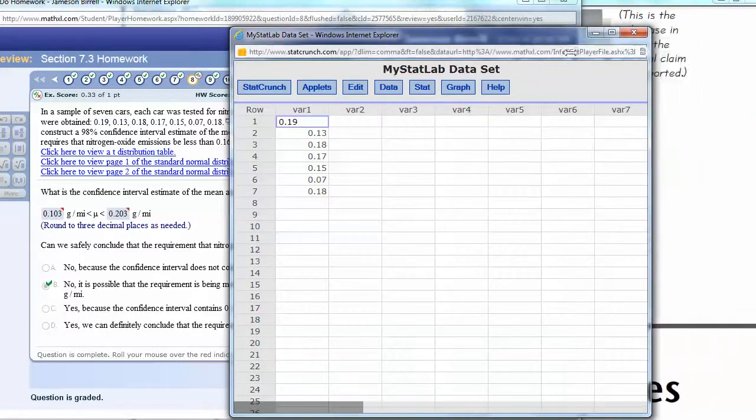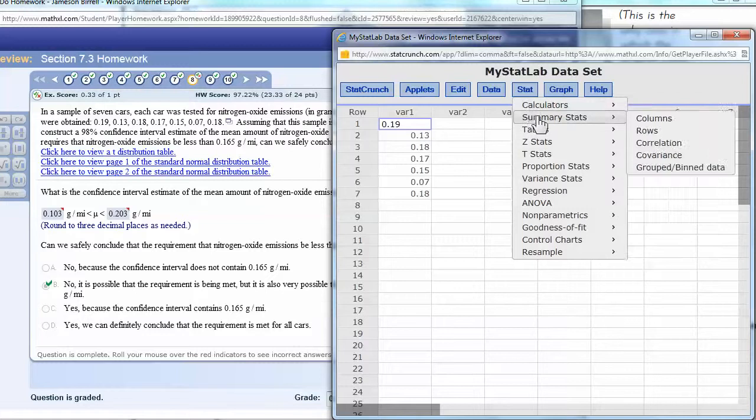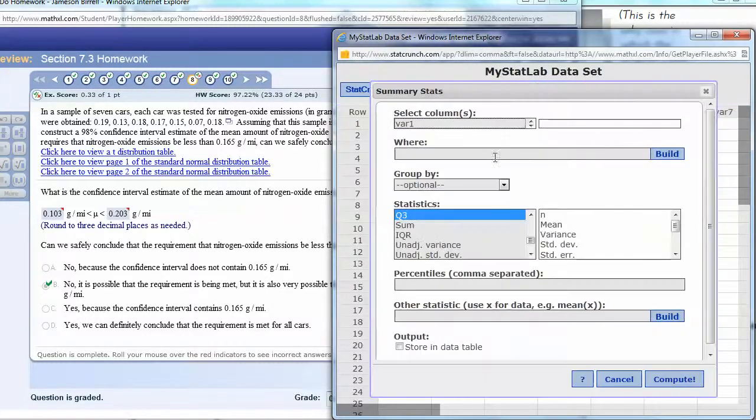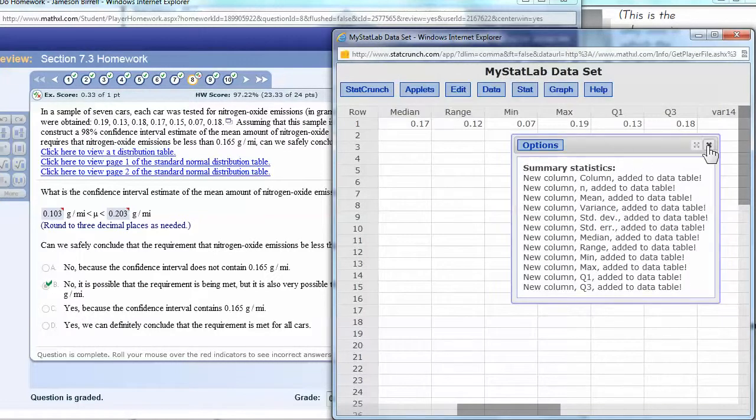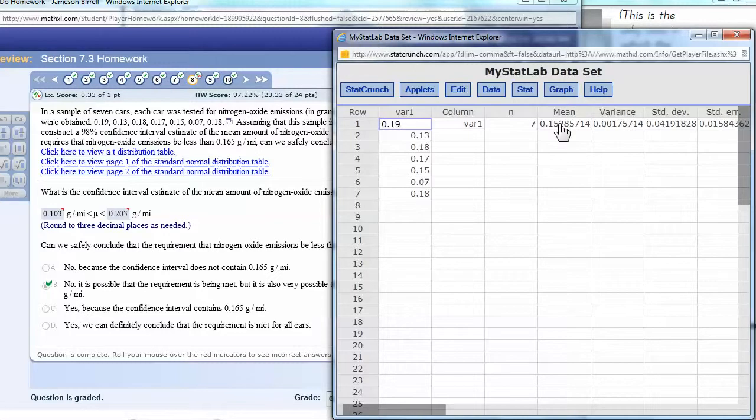Yeah, we're not going to need all this. Let me scoot over. So I'm actually going to take the stats on this. I'm going to run all the summary statistics here. Stick it right there in the table. Okay, max, min, and all that stuff. What I really care about is what's the mean and what's the standard deviation.